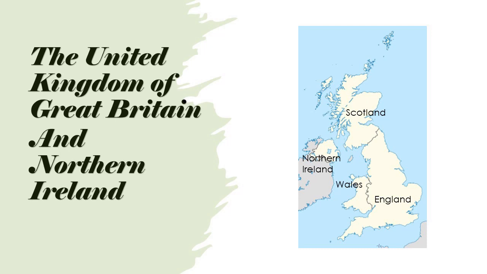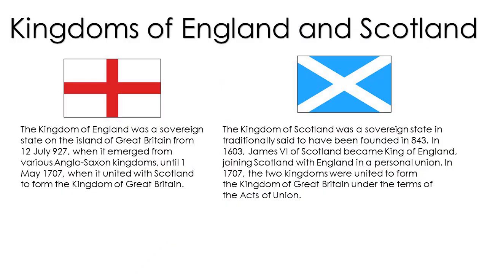So to get a history and an understanding of this flag, we need to go back to when these kingdoms were separate. The kingdoms of England and Scotland. Here on the right you see the flag of Scotland, and on the left you see the flag of England. I'll start off talking about the Kingdom of England and then the Kingdom of Scotland.